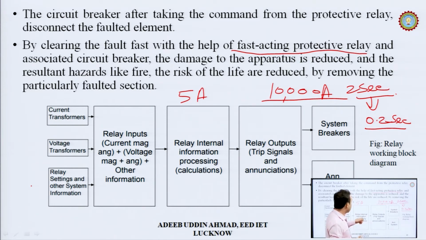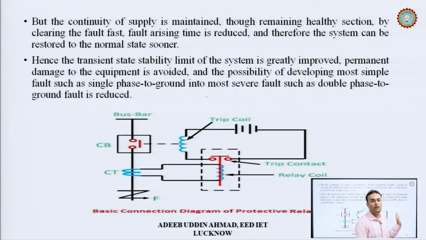Now, we have some relay outputs, trip signal and some other circuits. So, this is a relay output, and the relay output is some tripping mechanism, and the relay will give the signal to some other systems and the circuit breaker. So, with the help of this circuit breaker, we will disconnect the faulty section from the healthy section. So, this is basically the basic block diagram of the relay.